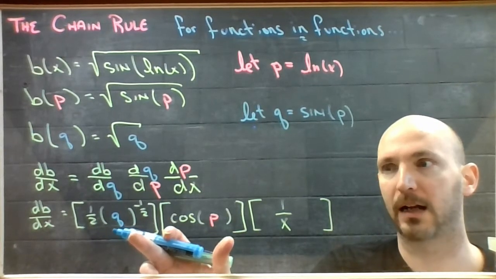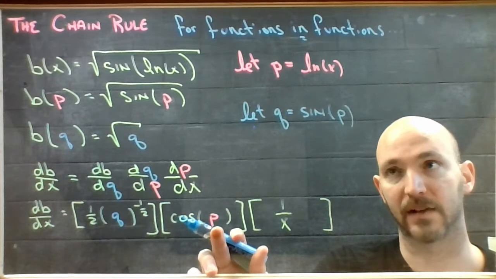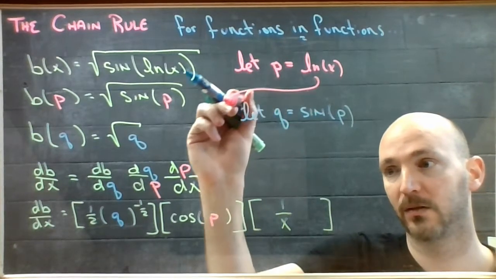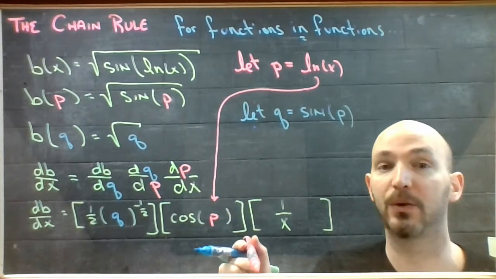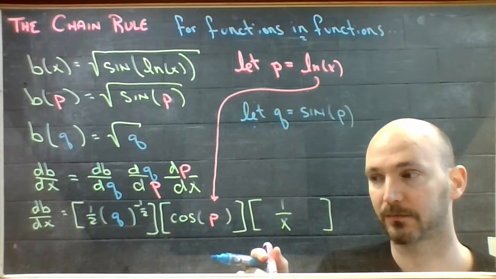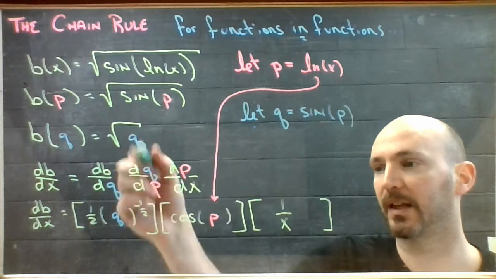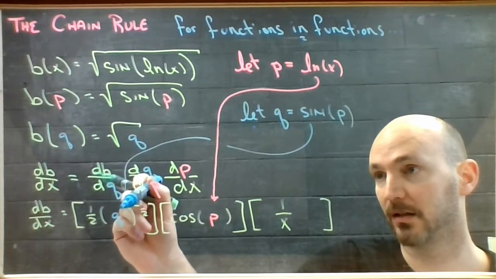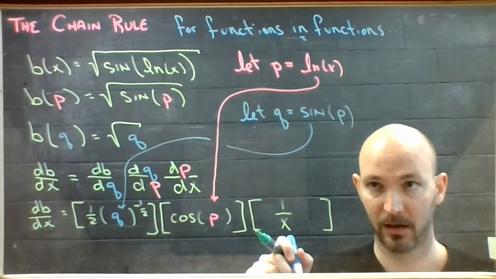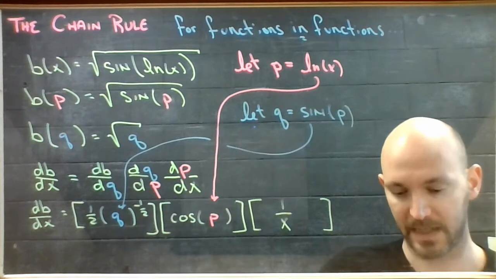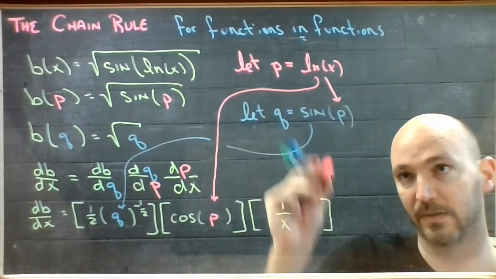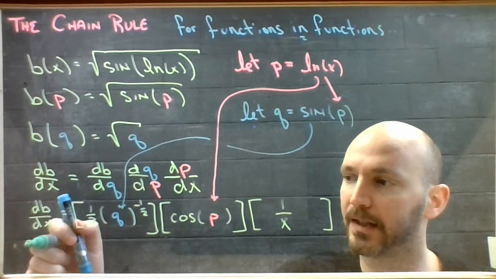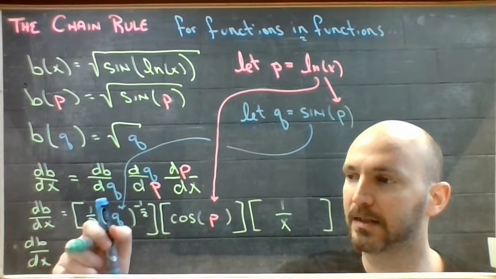So I'm going to go back and find p in terms of x, and I'll find it right here. I'm going to replace my p with ln x. Basically, I'm undoing the replacements I made before. I also am going to replace this q here with my sine of p. But that's not going to fix it, right? I'm going to still have a p in there, so I'm going to have to put my ln x for p, and then sine of ln x for q. If I fill all that in, db by dx is 1/2.